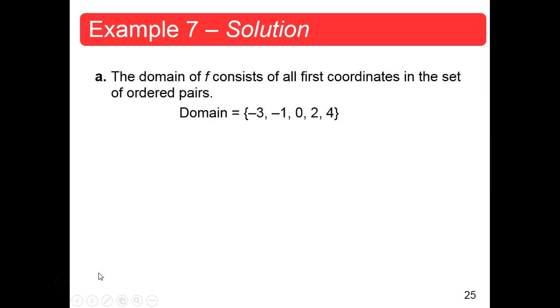So let's see, the first one. The domain of that first function, f, consists of the first coordinates of the set of ordered pairs, because the first is always the input, the second is the output. And so you've got the input values, and the domain is a set, so the set of -3, -1, 0, 2, 4.